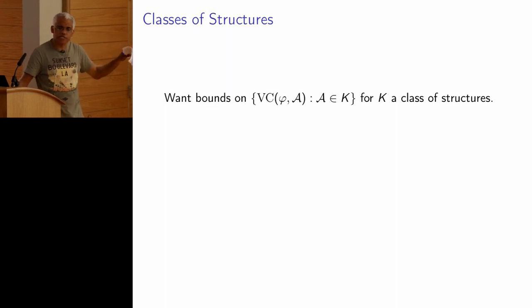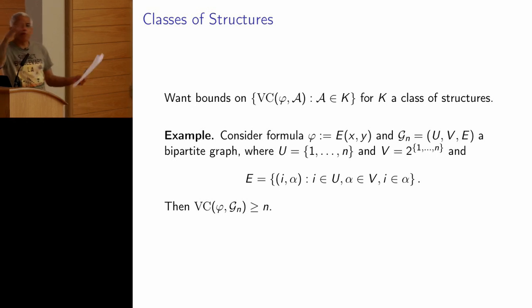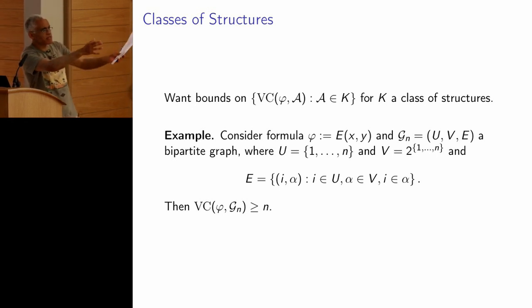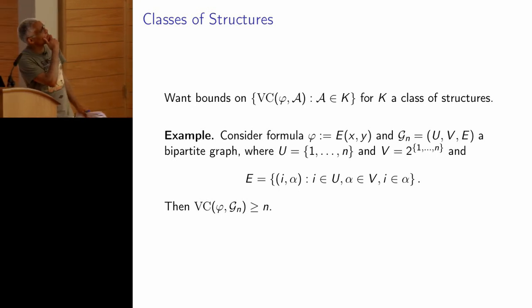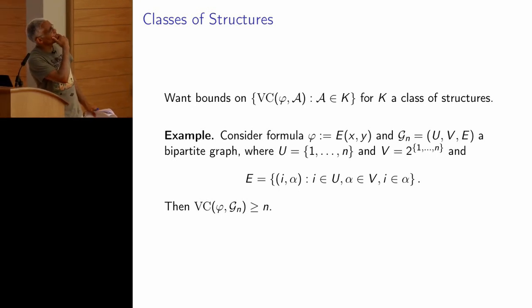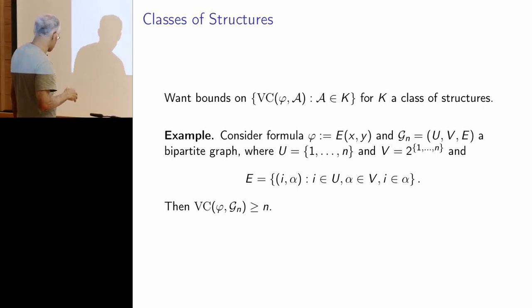Okay, so somehow there's a close connection between bounding the VC dimension of logical formulas and neural nets. So I want to give another example, maybe more graph-like structures. So A here was the real numbers, a continuous structure. Now I'm thinking in terms of graphs, so I want to bound the VC dimension of concept classes as A ranges over a class of structures.